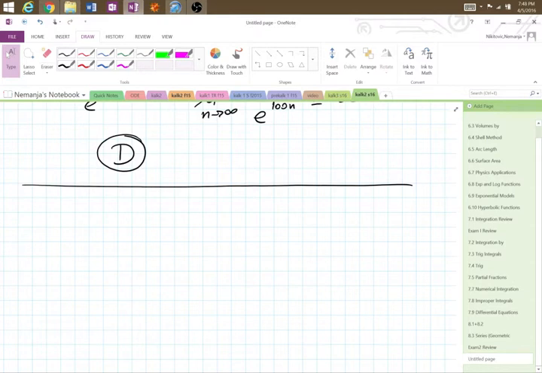In some textbooks, it's going to be called the nth term test. If you have the Larson book and you look at it, you will find that Larson is calling this the nth term test, where our textbook calls it the divergence test. It's the same thing. Moving to the integral test.